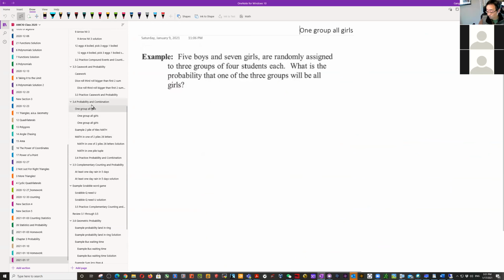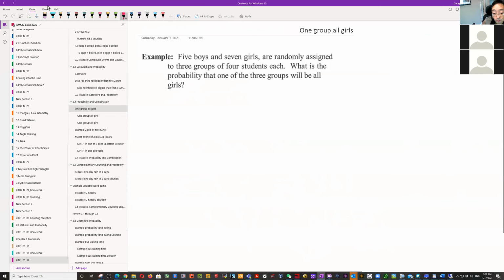Let's keep going on. So this problem is that 5 boys and 7 girls are randomly assigned to 3 groups of 4 students each. What is the probability that one of the 3 groups will be all girls?